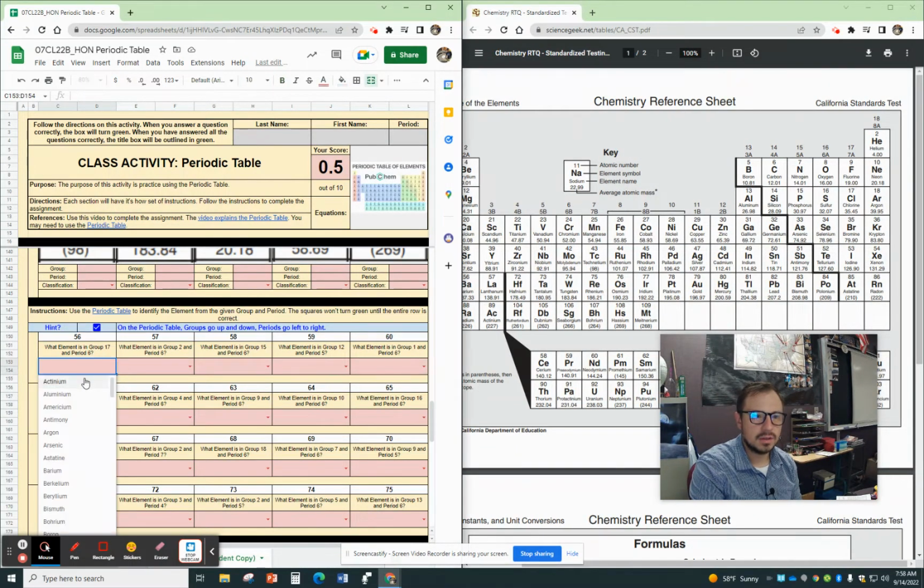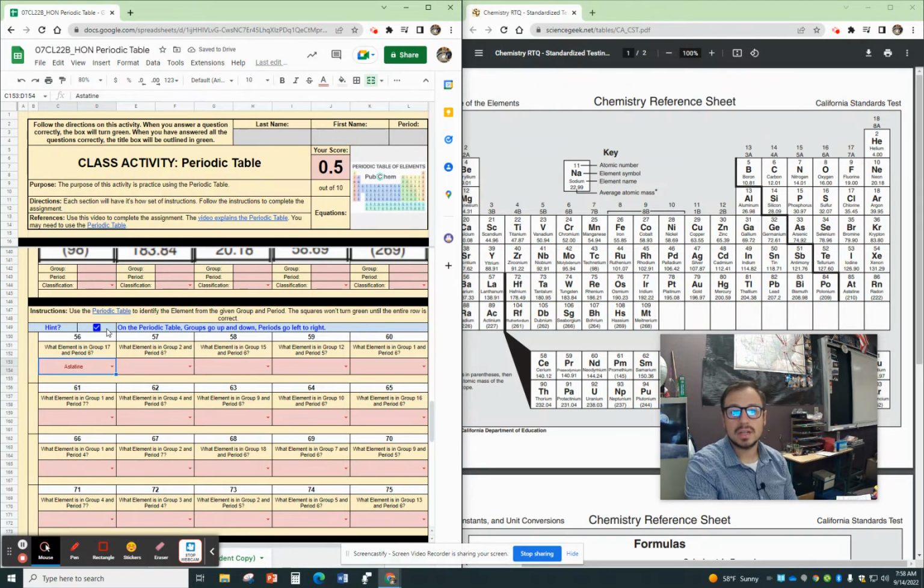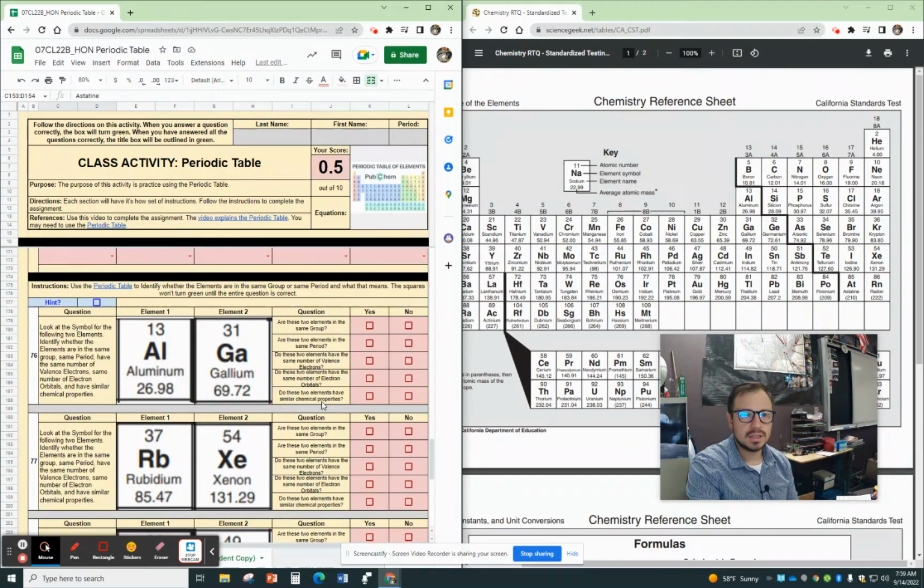So notice that it isn't alphabetical. This drop down is in alphabetical order. And here it is, right? Now notice it did not turn green because you do have to get the entire row correct. Scroll down to this one.